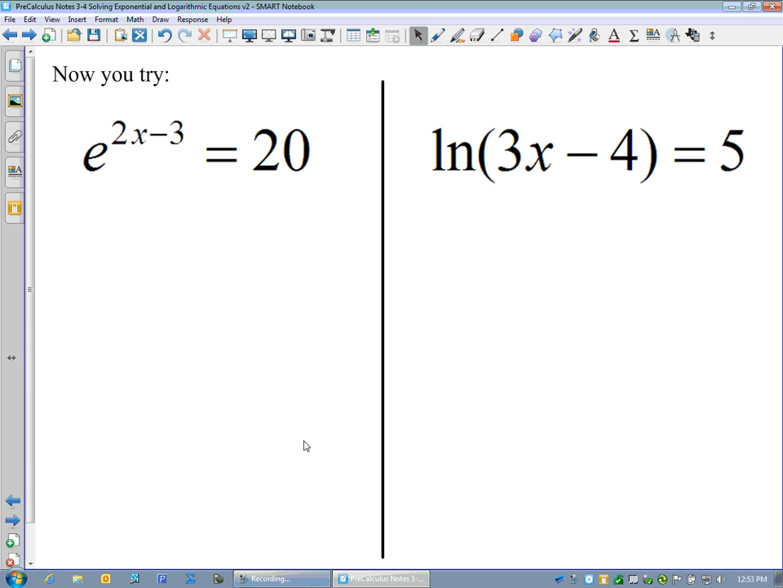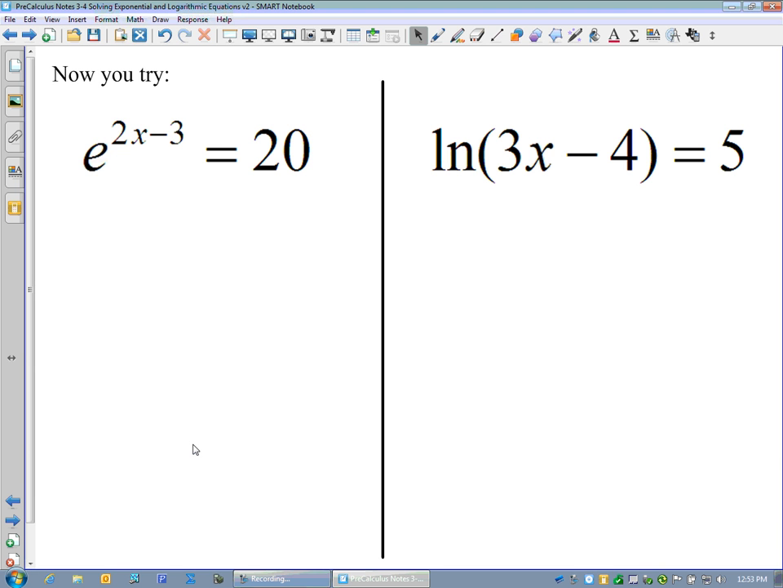So let's take a look at these two problems. And I'm going to let you go ahead and try them. Go ahead and pause the video and try both of these problems. On the left one, you're going to take the log of both sides. On the right one, you're going to exponentiate both sides. And make sure you choose your correct bases. And one more thing is we are looking for exact answers on these. So go ahead and pause now.